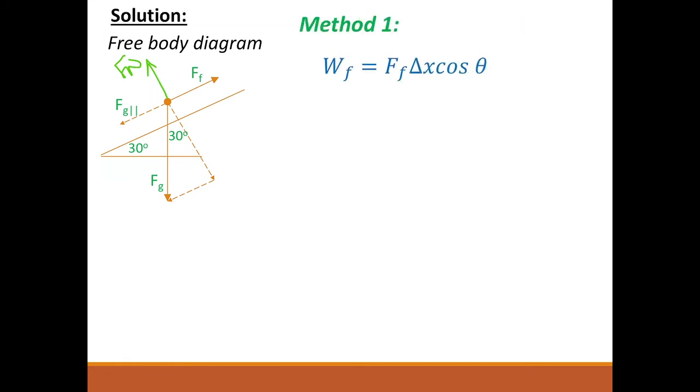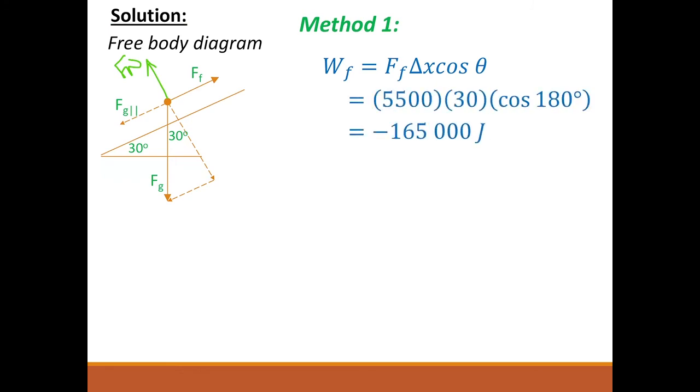Okay, so first method, we're going to calculate the work done by each of the forces. So the first one is work done by friction. Friction is always cos 180, and it's minus 165,000 joules. Okay, that one's easy. Now we need to do the work done by gravity.